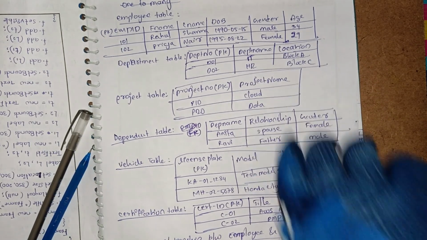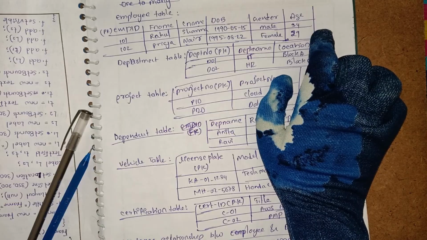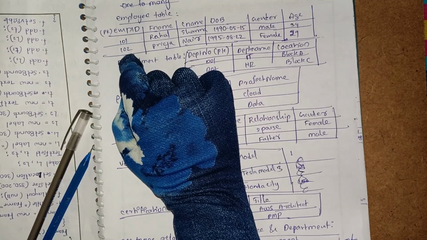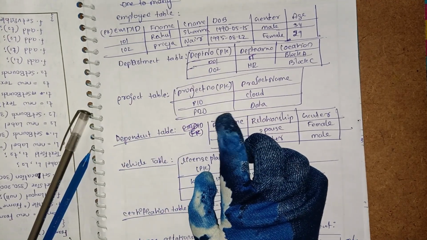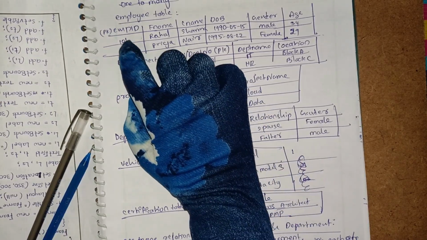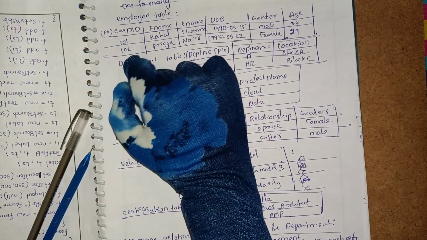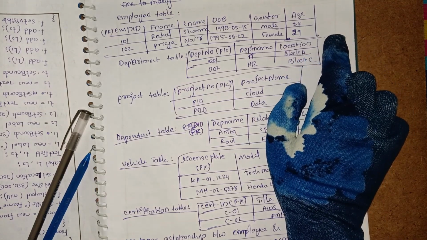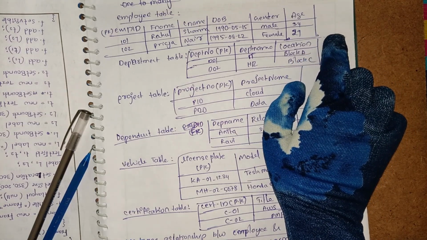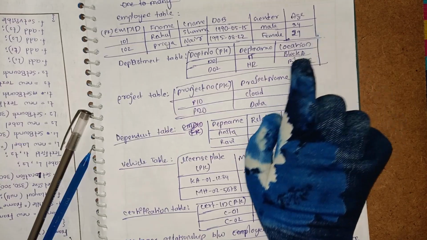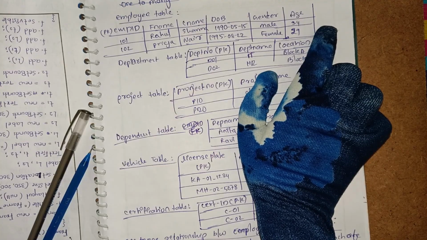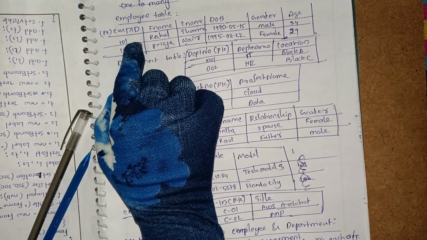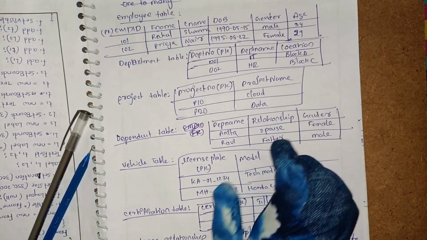That means P10 here we have to write twice, and it is linked to 101 and 102, and 101 we have to write twice here, and which can be related to multiple projects, that is P10 and P20. 101 can also contain P30, P40, like other projects also.